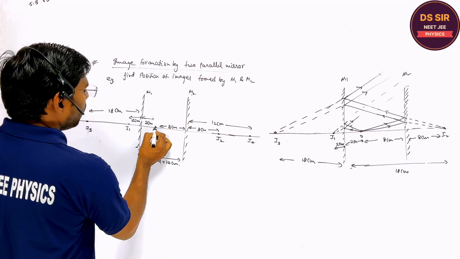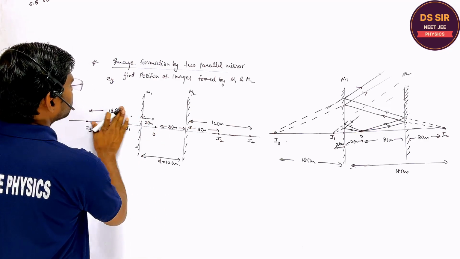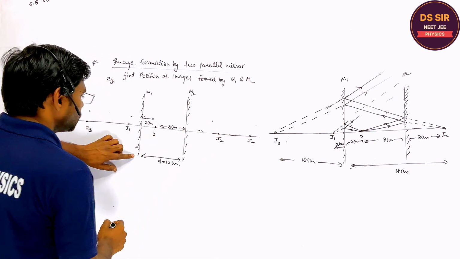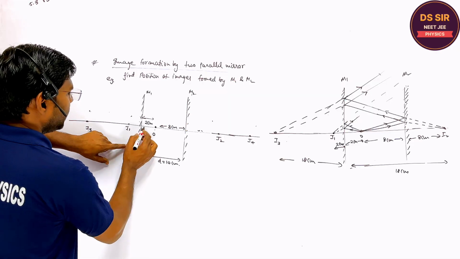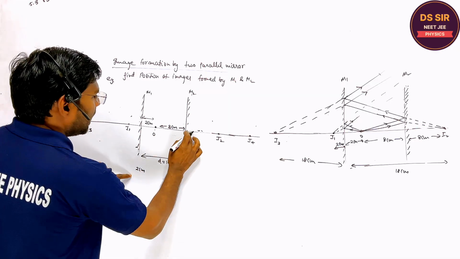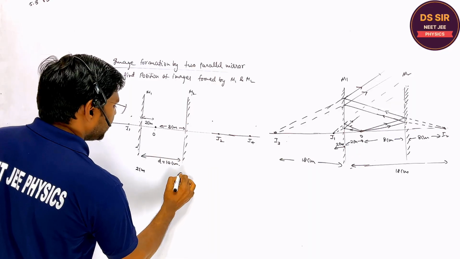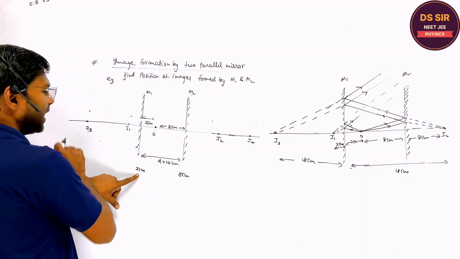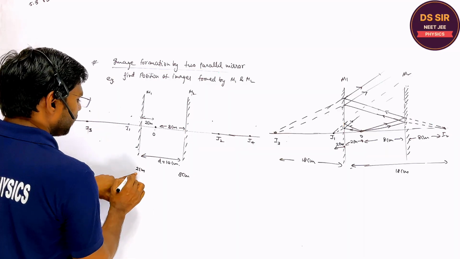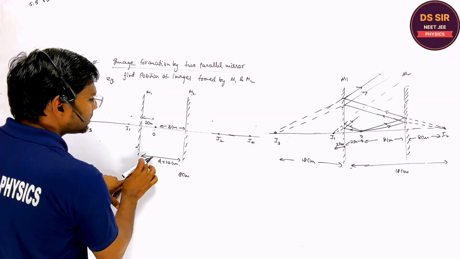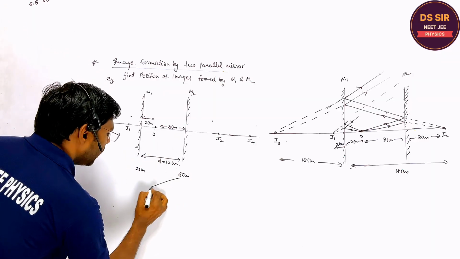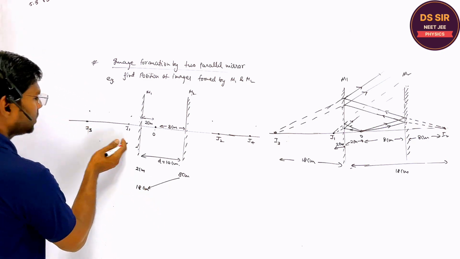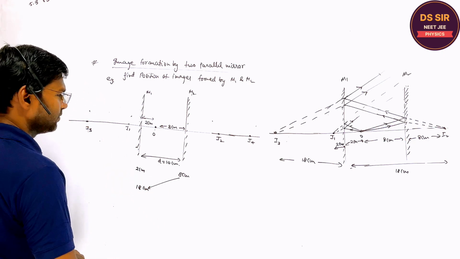Listen one thing, if the object is placed initially at 2 centimeter, and this is the object placed at 8 centimeter from M2, so the first image I1 is formed behind this at 2 centimeter, and for this it is formed behind at 8 centimeter, right? Now the second image behind this, it is the position of I1, 2 centimeter. Now what is the separation between them? Say 10 centimeter. If you add the 10 centimeter, 8 plus 10, so 18 centimeter. So the second image is formed at 18 centimeter, right?